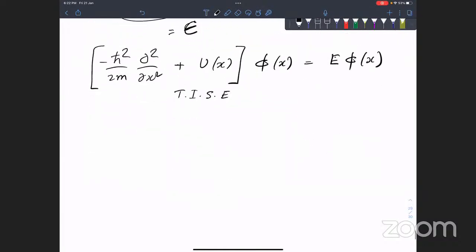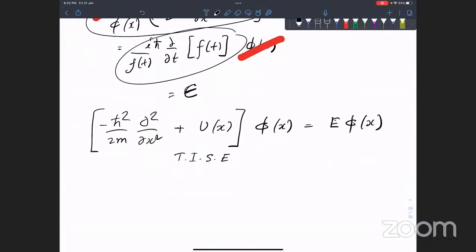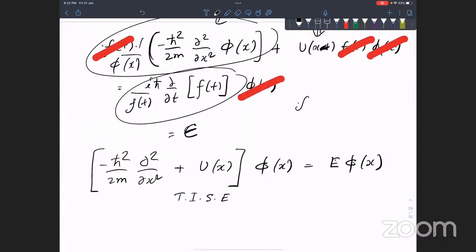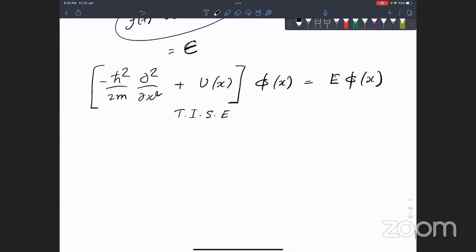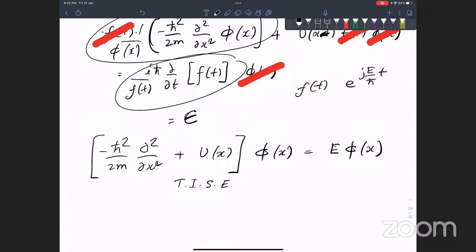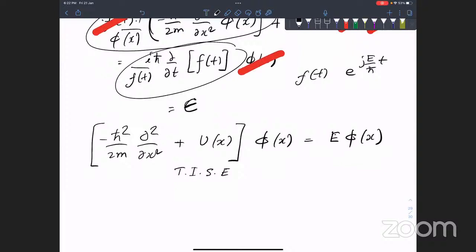What about the second equation? No problem. If you solve the second equation, you get that f of t is e to the power j E by h bar into t. That's what you get. So it's a time dependence, basically. So the second equation is not very interesting. The first equation is interesting. This is the so-called time-independent Schrodinger's equation.